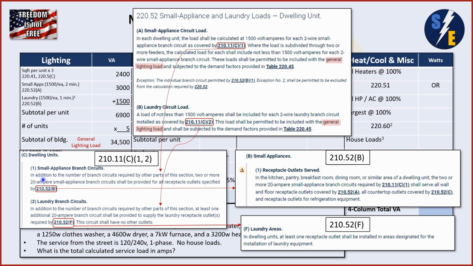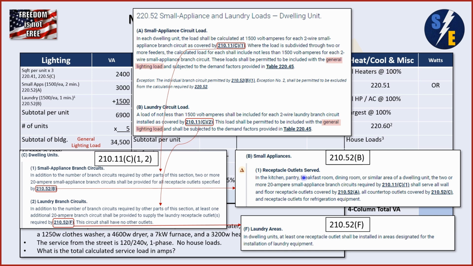210.11c1. In addition to the number of branch circuits required by other parts of this section, 2 or more 20 amp small appliance circuits shall be provided for all receptacle outlets specified by 210.52b. Okay, refer again to 210.52b. Let's see what it says. And then I'll summarize this when I'm done.